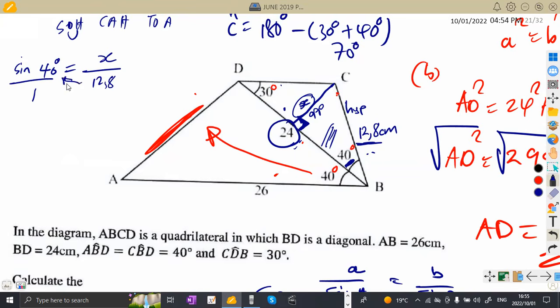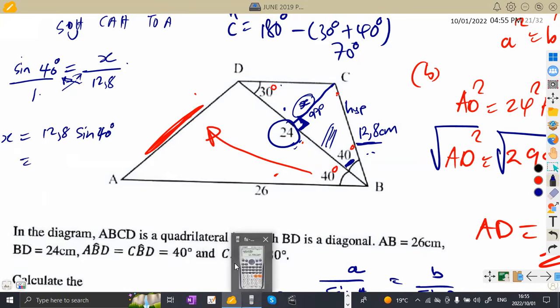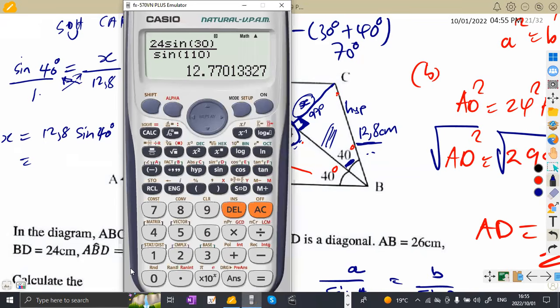So you can cross multiply, which is going to be 1 times x, that's x, equal to 12,8 sine 40 degrees. So using your calculator, guys, you can simplify this part further. So it's 12,8 sine 40. Let's see what we get. 12.8 sine of 40 degrees. All right, so that's it. We can simplify.